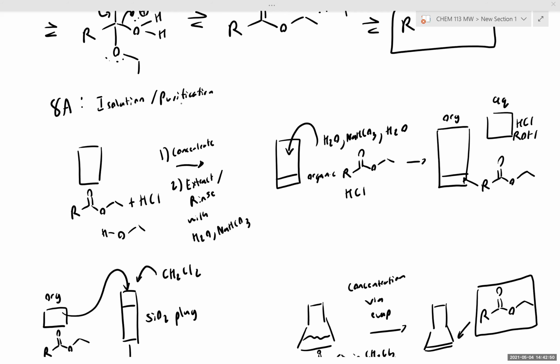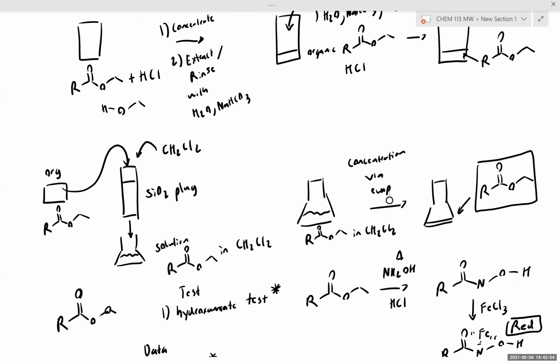To further purify this ethyl laurate product, we're going to purify it via a silica gel plug, where we elute our compound through a layer of silica gel using dichloromethane. This would give us a solution of ethyl laurate in dichloromethane, which we will then concentrate via evaporation to give us our pure ethyl laurate product.